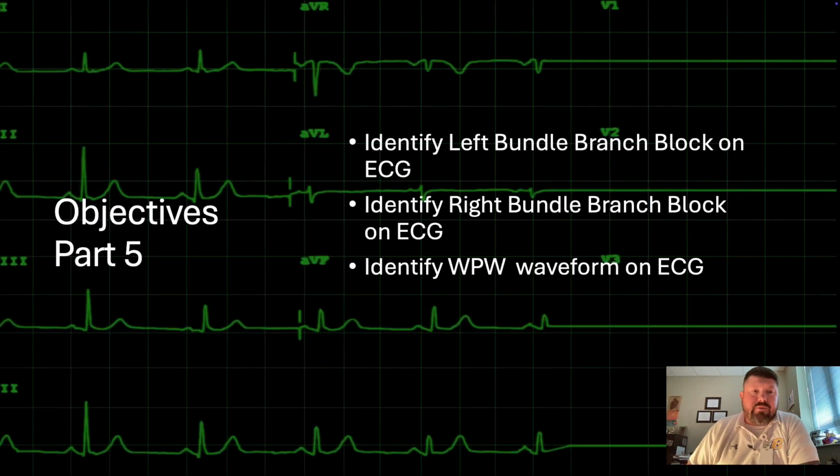So our objectives: identify left bundle branch block on the ECG. We're going to talk about the identifying factors of the left bundle branch block. Identify the right bundle branch block on the ECG, and of course the identifying factors and what leads to look in. And also, we're going to discuss the concept of preexcitation and aberrant pathways, so that we can identify the Wolff-Parkinson-White waveform on the ECG.